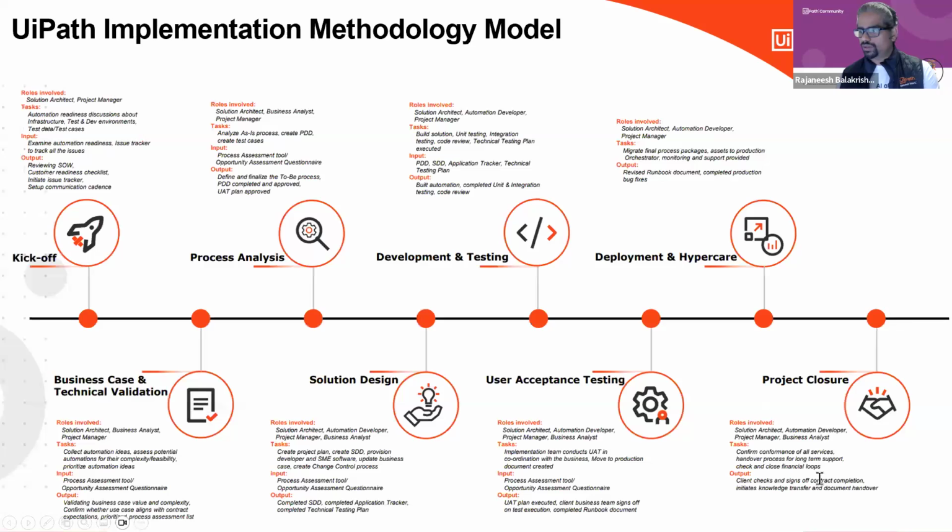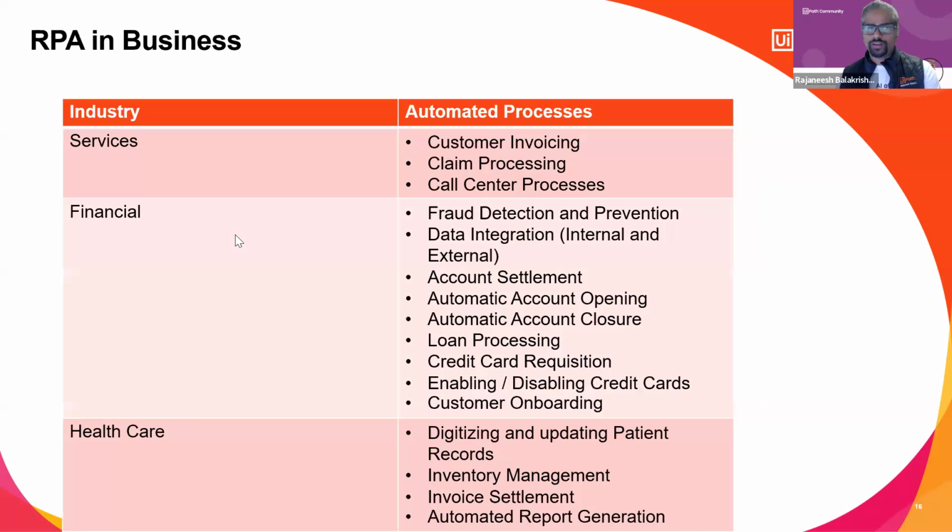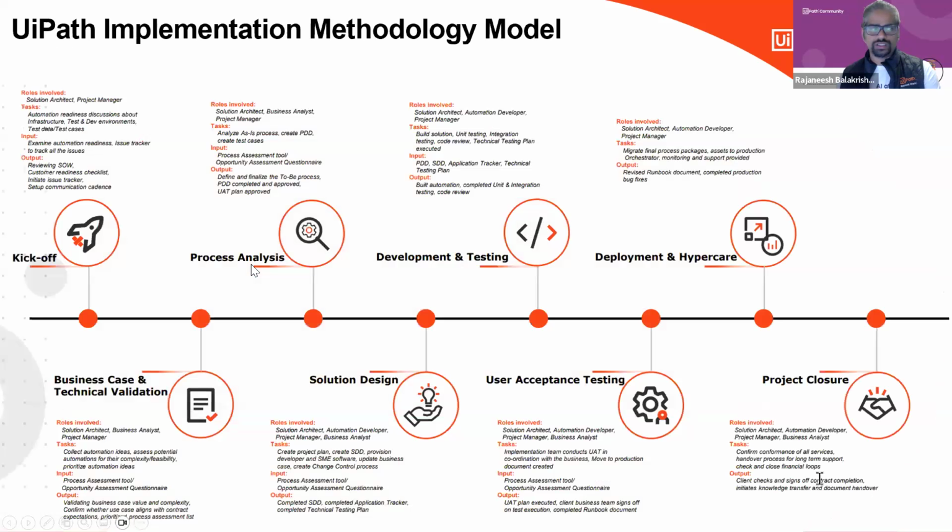So we follow an implementation methodology. It starts with a kickoff, business case and technical validation, process analysis, solution design, development and testing, UAT, deployment and hypercare, and the project closure. This is the holistic view of the entire development lifecycle of an RPA project, right?